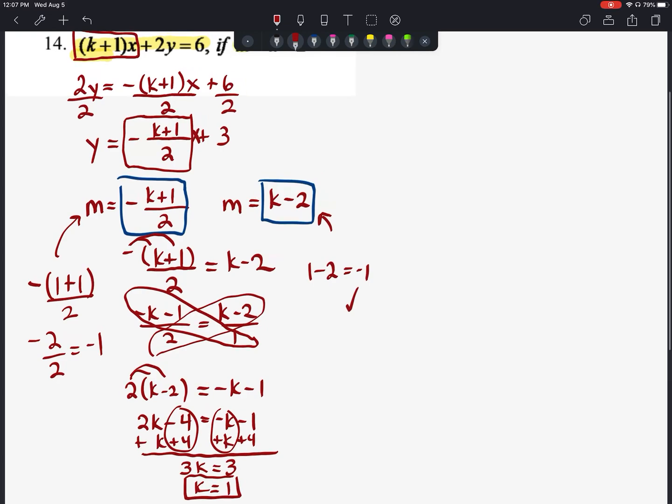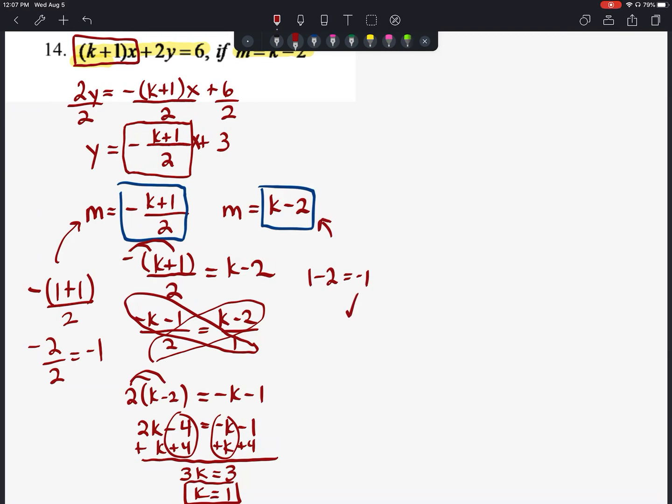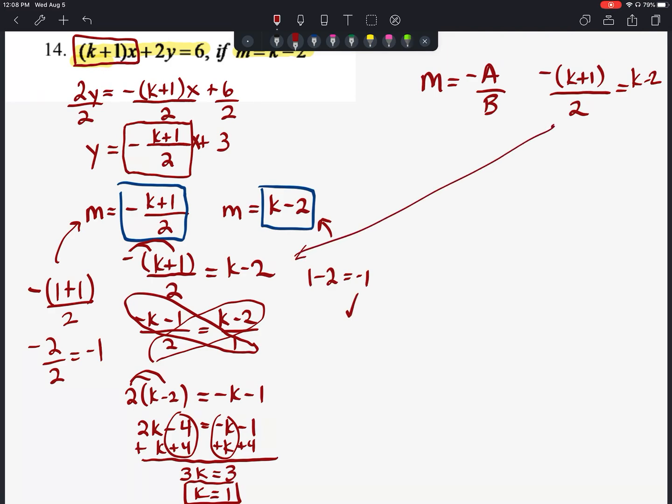And then remember, the other way with the standard form there, we can create that expression. We can skip kind of some of that beginning work by saying, if the slope is equal to the opposite of a over b, we know a is the quantity of k plus 1. That is over our b, which is 2. And we know that has to equal k minus 2. And you see here, we're already to this point down here.